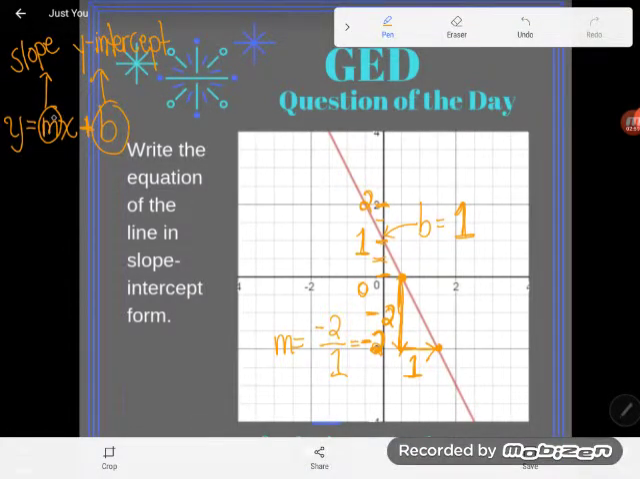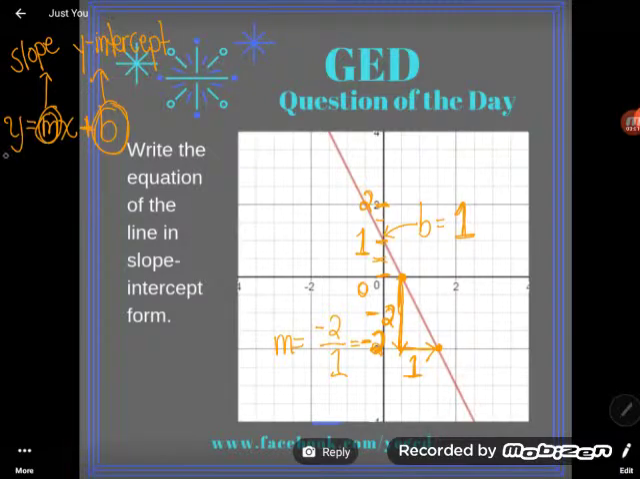Great. Now that I know my m and my b, I can just plug into this formula. So y is equal to my m, my slope is -2 times x, and my b is +1. So I'll write +1. And that is my final answer.